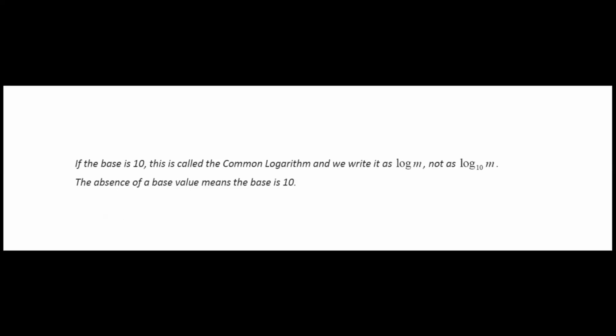If the base is 10, it's a special kind of logarithm. It's called common logarithm. And we don't include the base when you're doing a common logarithm. In other words, if it says log of m, it's assumed that the base is 10. We're not going to write log 10 if the base is 10. We're simply going to write the log. The absence of a base value means the base is 10. That's important.